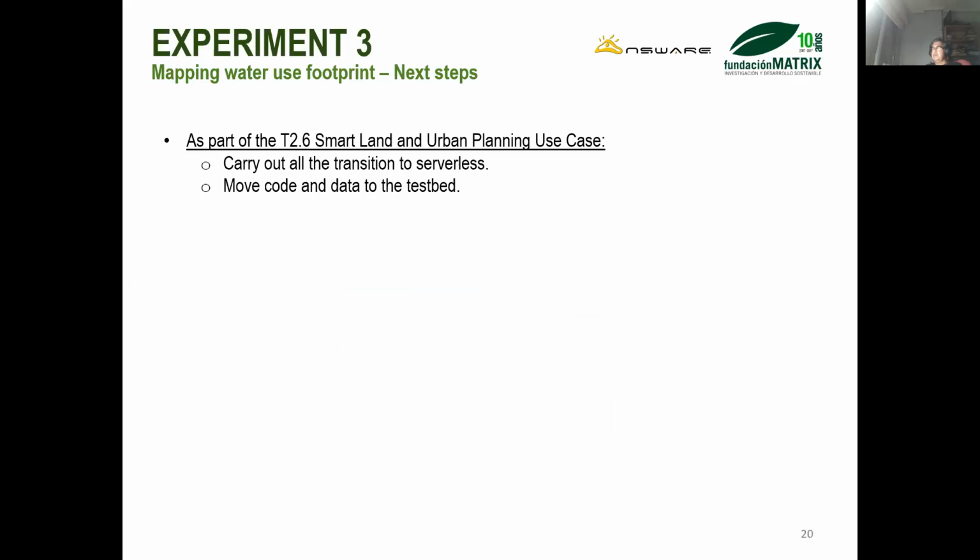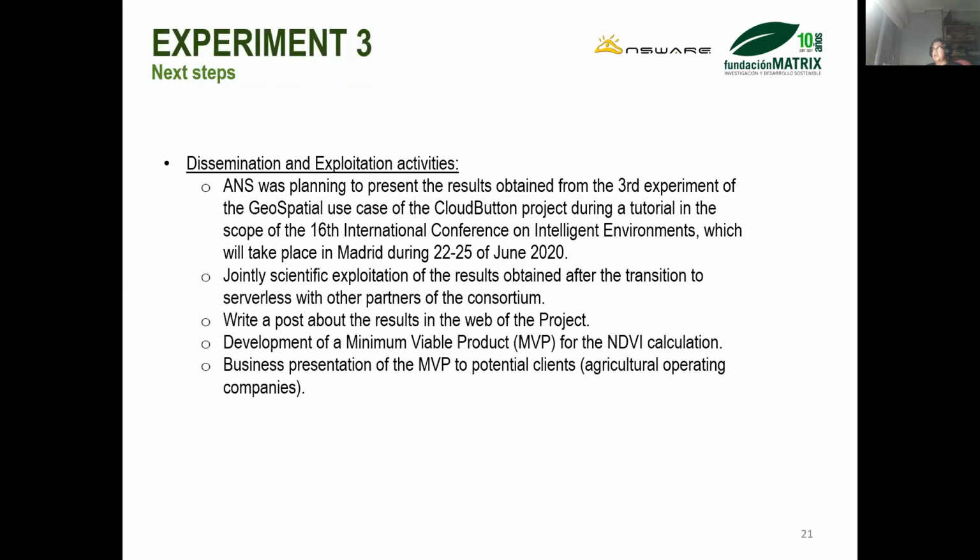What are the next steps for this task 6, the smart land and urban planning use case? We want to carry out all the transition to serverless, and move the code and the data to the testbed that has been prepared as part of the project. This is what we're going to do in the next period of the project.